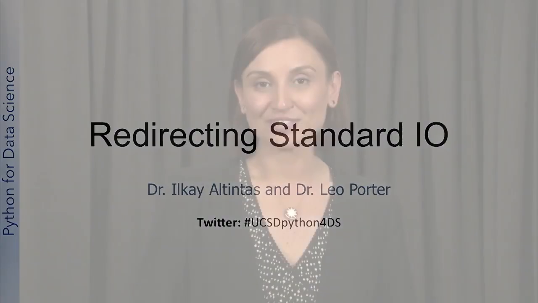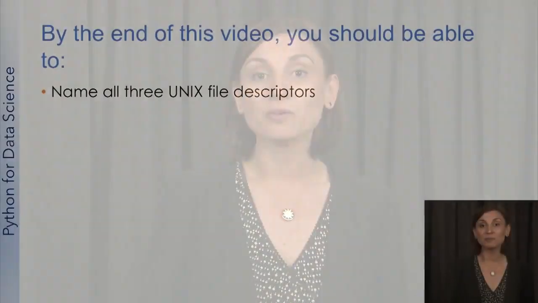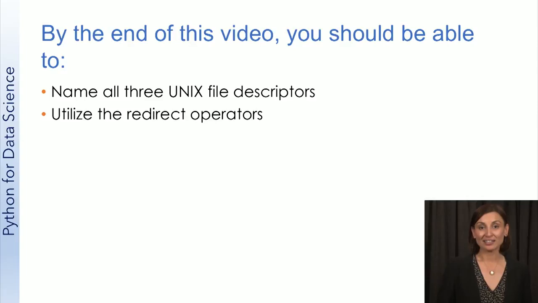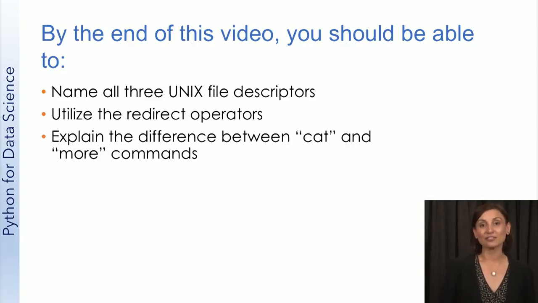We ended our last video talking about the standard input and output and said we can indeed redirect these to other files. In this video, we'll learn about how to do just that. At the end of this video, you will be able to name all 3 Unix file descriptors, utilize the redirect operators, and explain the difference between cat and more commands.